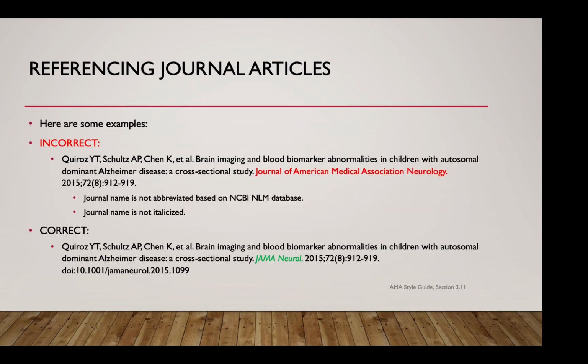Here's another example of a journal article. And what is incorrect in this one is you will see that the author spelled out the long version of the journal title. Again, you should look at the NCBI database to find out how to shorten journal titles. And in addition, the journal title is not italicized. The correct way to write this reference is below, with the abbreviated JAMA Neurol period, and it is italicized. And each major word is capitalized.